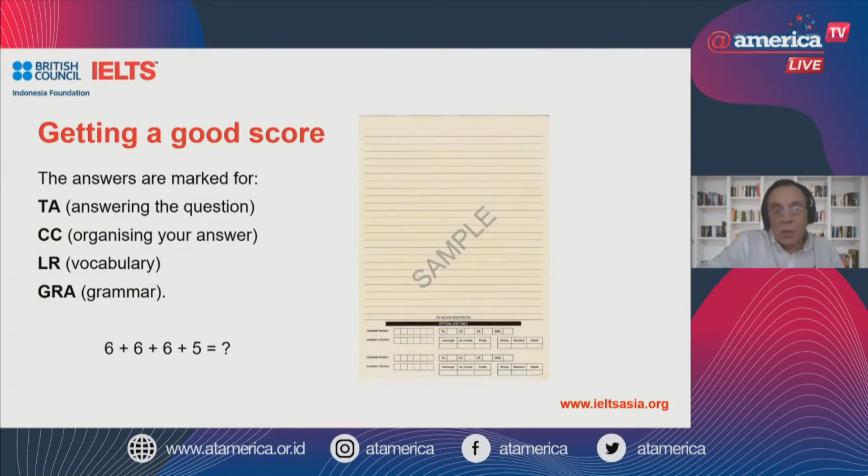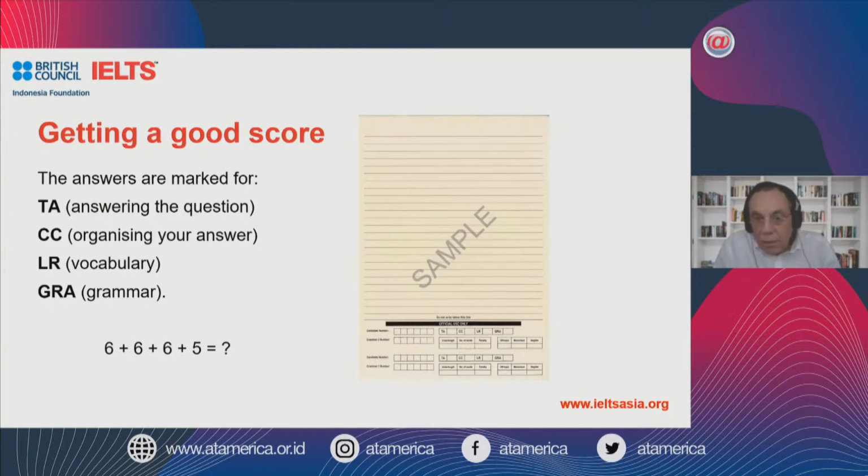So how do you get that score that you want? On the back of the traditional IELTS writing paper, you'll see a funny little box there with things saying do not write here and so on. And there are 4 boxes there. It says TA, CC, LR, and GRA. And that stands for, they'll give you a mark. Did you answer the question? Is your answer organized? Is your vocabulary okay? And is your grammar okay?